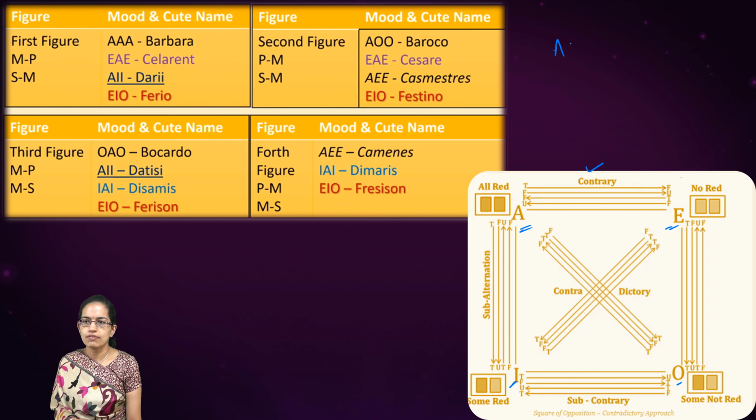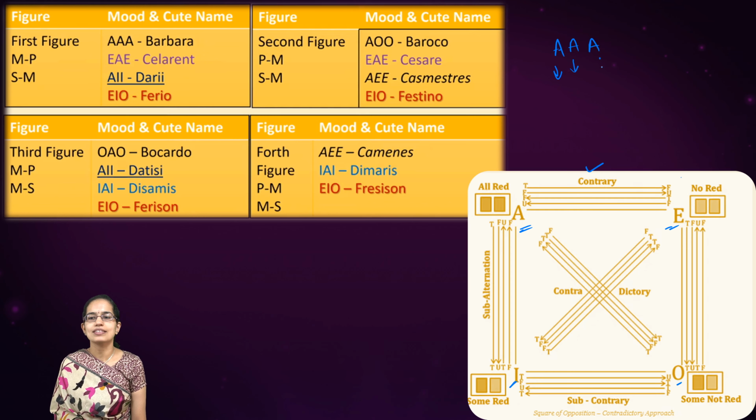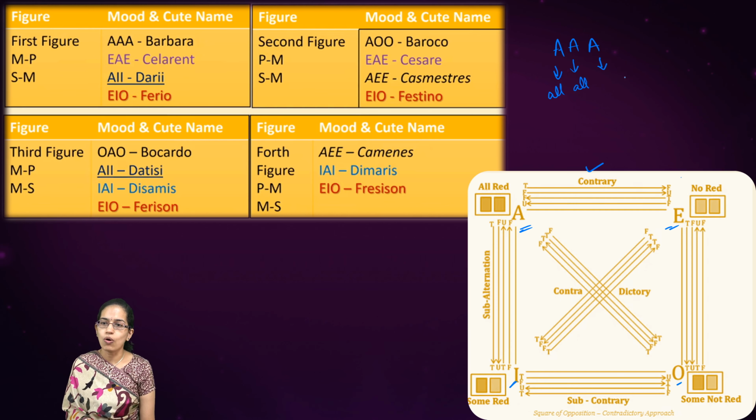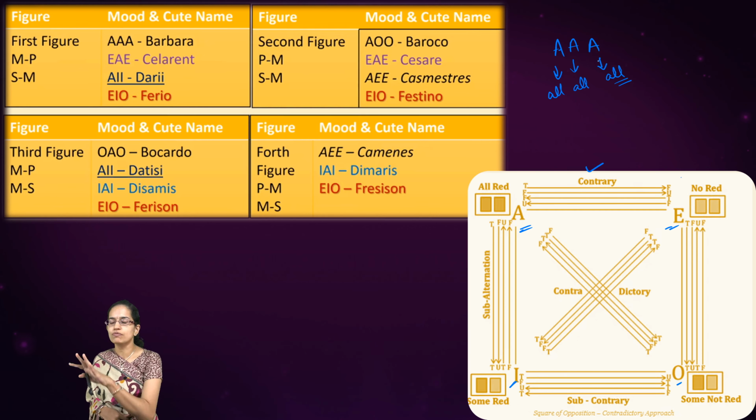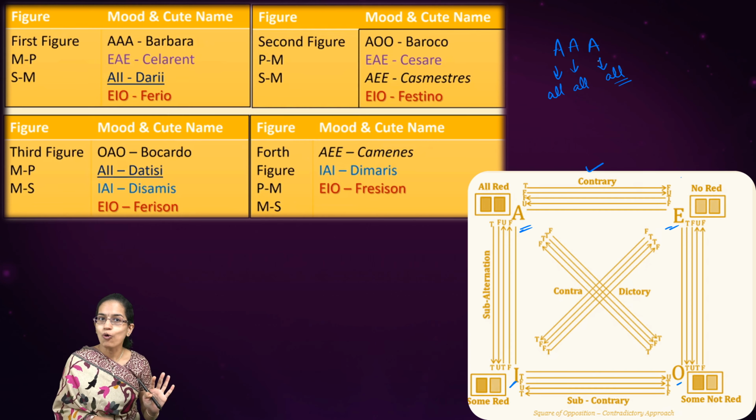Let's say you have A and A. The first one talks about the major premise, the second one talks about the minor premise, and the third one talks about the conclusion. Now since it's A, it would be beginning with all and all. Since both the premises are beginning with all and the conclusion is again all, we say it is A. Each of these could have four different forms. So each of the moods that we talk about has four different forms.